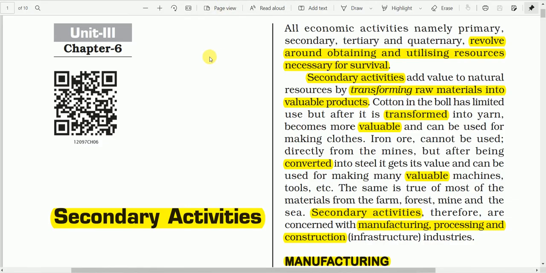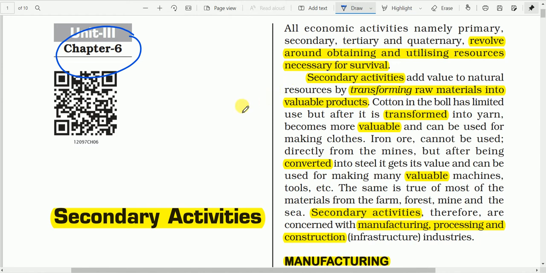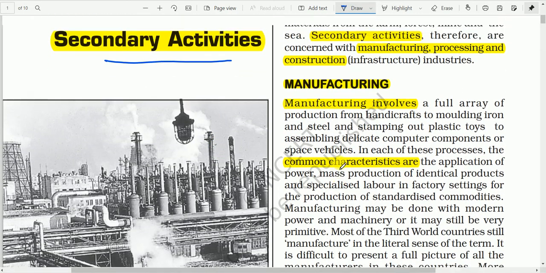Okay, so this is chapter 6, secondary activities. Today we shall discuss the process of manufacturing and the important characteristics of modern large-scale manufacturing. This is the title of the chapter, secondary activities.